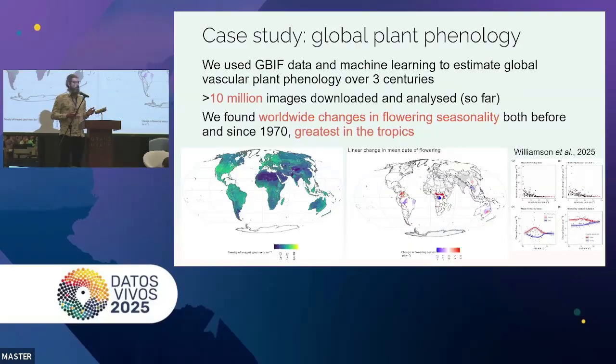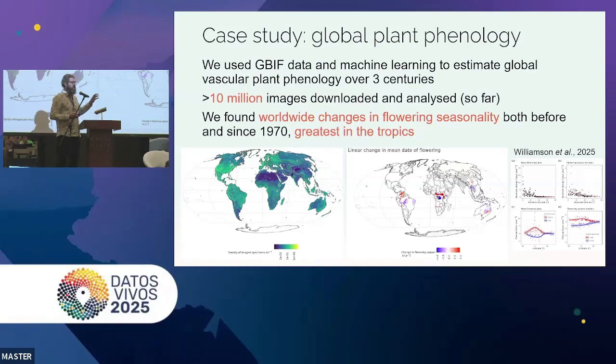We took more than 10 million images. That's a bit less than the 250 million that I just talked about. I'll get to why. And we looked at global vascular plant phenology, and we found some changes. So you can see on the left here is the distribution of where we got images from. Again, there's quite a bias. You can see the Americas and Europe are quite well represented, but then Africa, Asia, quite less represented. And what we found overall is that almost everywhere in the world, the phenology of flowering plants has changed. They are flowering either earlier or later in the year than they were previously.